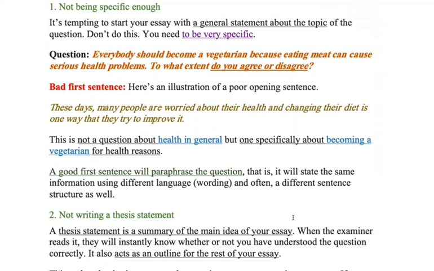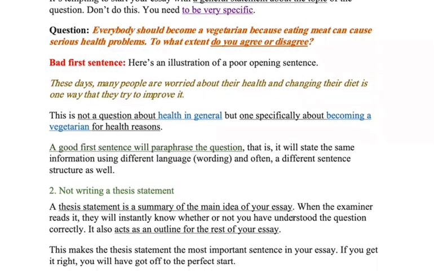So moving on to number 2, not writing a thesis statement. A thesis statement is so essential, okay, in your introduction. It summarizes the main idea of your essay, okay? So it makes it clear and easy for yourself and for the reader as well. When the examiner or the reader reads it, they will instantly know whether or not you have understood the question correctly. It also acts as an outline for the rest of your essay.